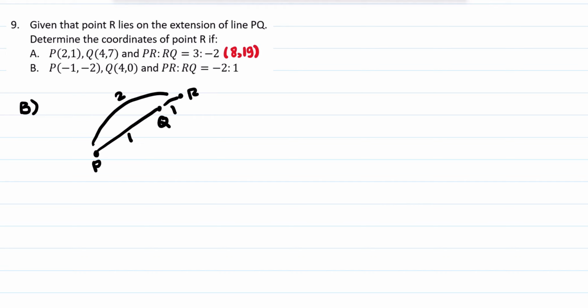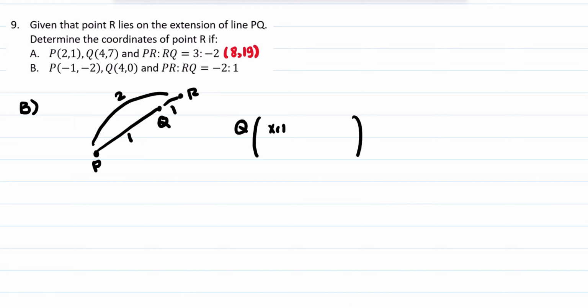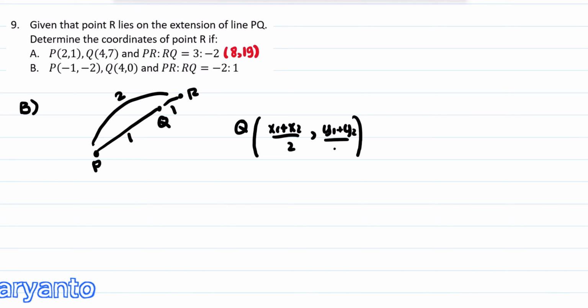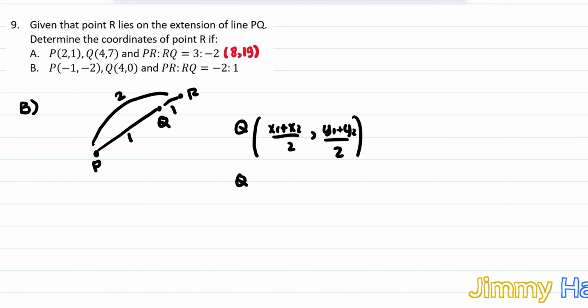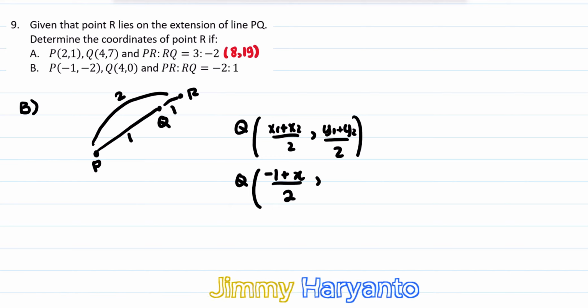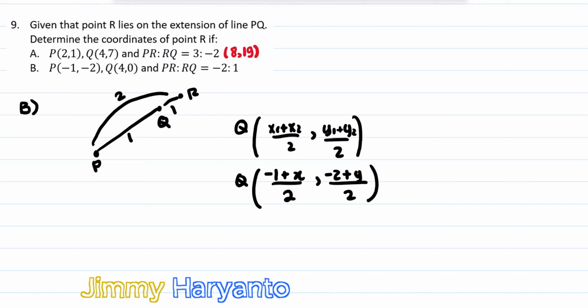Q is the midpoint of PR, right? So I can answer this using the midpoint formula: x1 plus x2 over 2, and y1 plus y2 over 2. Okay, so the point of Q is the x of P, which is -1, plus the x for R, which we don't know yet, over 2, and then this one is -2 plus the y we don't know yet over 2.